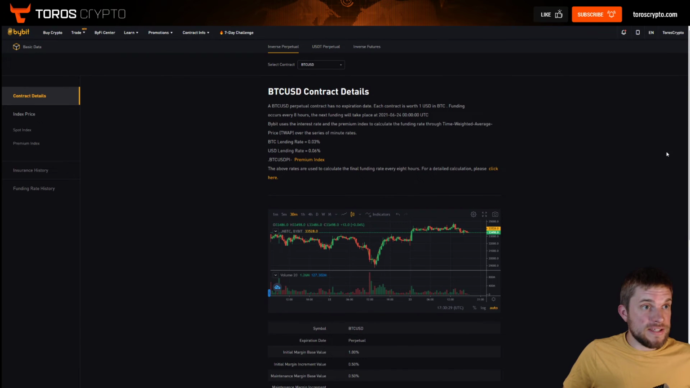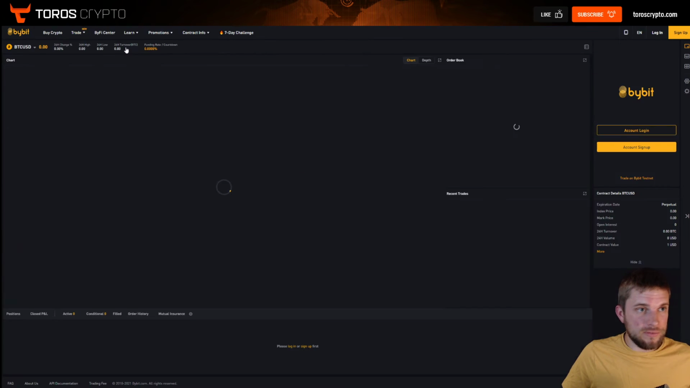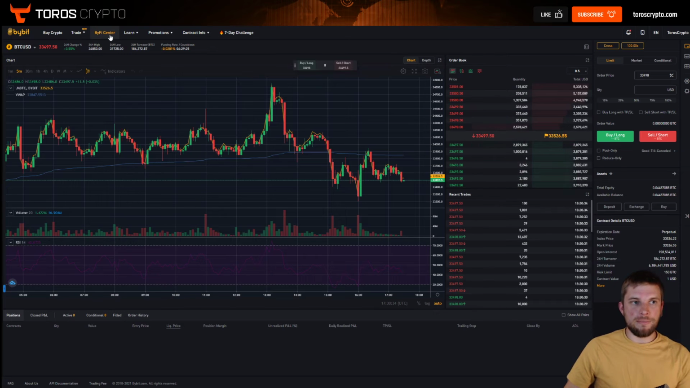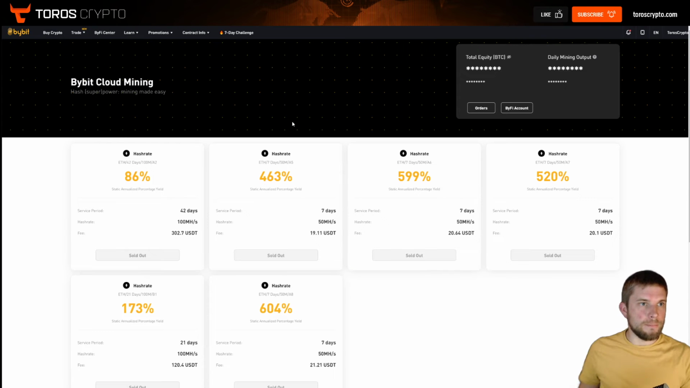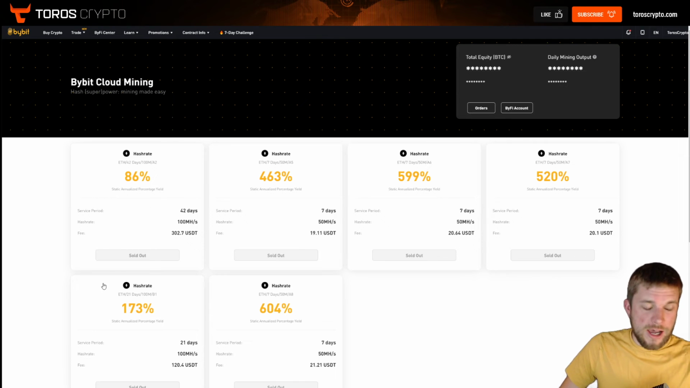So basically I think that covers everything within the exchange itself. There are other tabs within Bybit, so they do have this Bi-Fi center. This is a Bybit cloud mining area. Currently all of this is sold out, but they regularly make these available. You can click on this, and it means that you can participate in cloud mining done by Bybit without needing to have all the resources that are usually needed to mine Ethereum. You can participate in the cloud mining for that, and you will receive equity for participating in that, which is really cool.